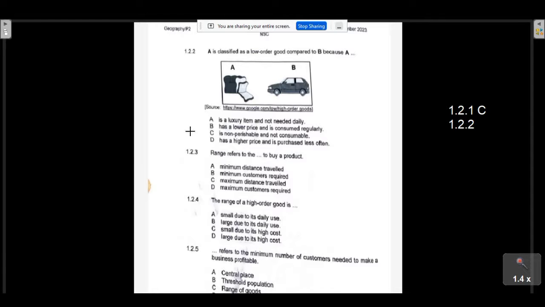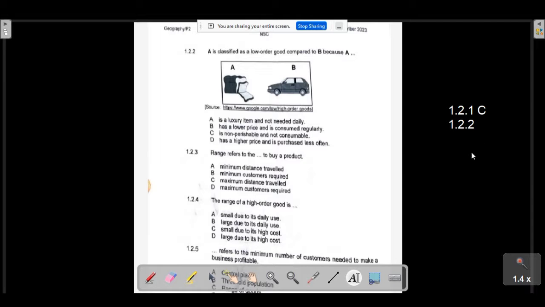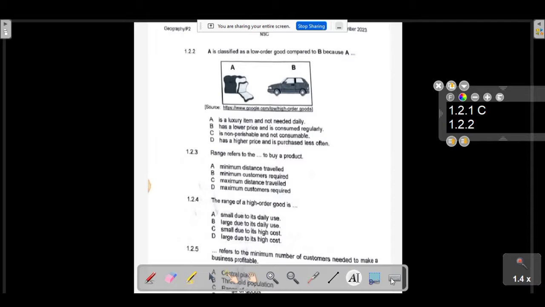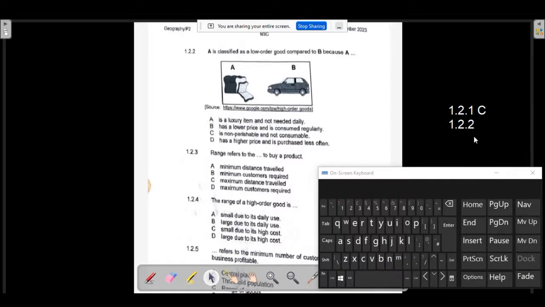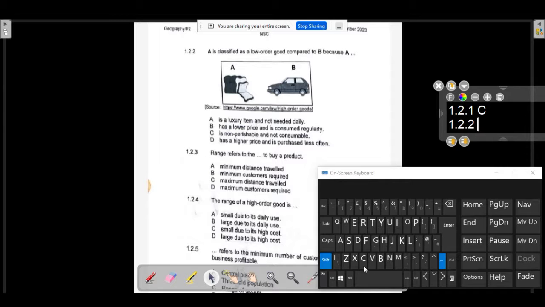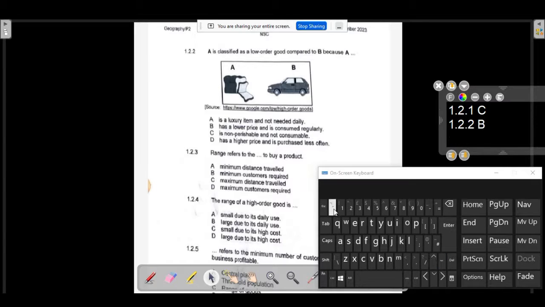Well, that is incorrect. So we are going with B. Okay, so that's it. For 1.2.2, the only answer that makes sense for us is B. Bread has a lower price and is consumed daily. Okay, let's head on to the next question.